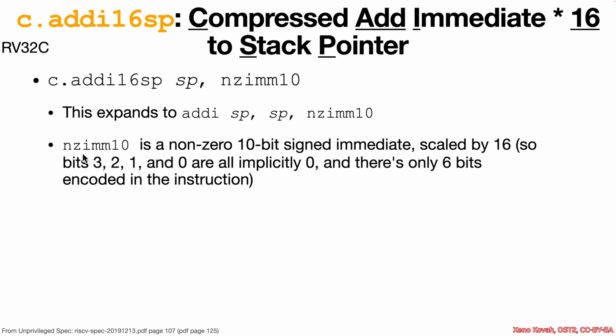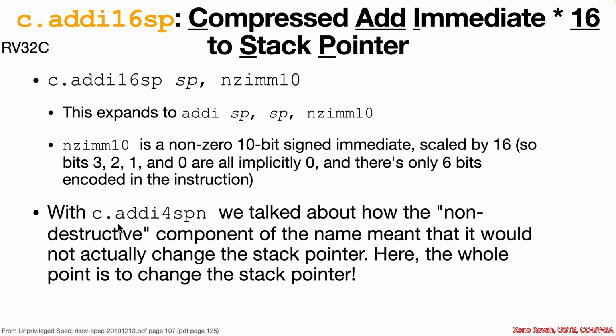Okay, so we said NZ immediate 10 is a non-zero 10-bit signed immediate, and because of this whole name, we know that it is scaled by 16. Scaled by 16 means that bits 3, 2, 1, and 0 are all implicitly 0. So that means you can only have multiples of 16, 0, 16, 32, and so forth. So there's really only 6 bits encoded in the instruction behind the scenes.